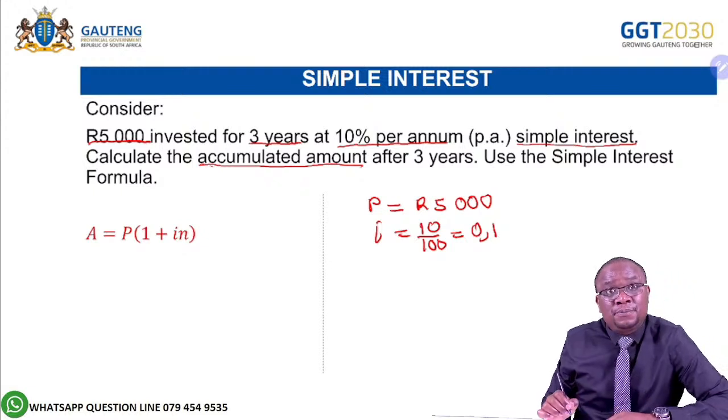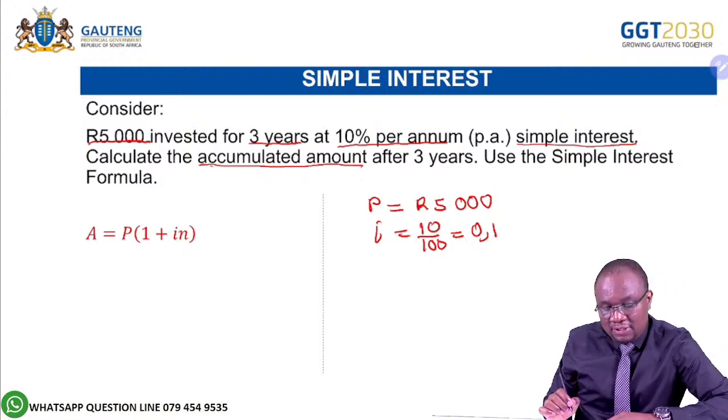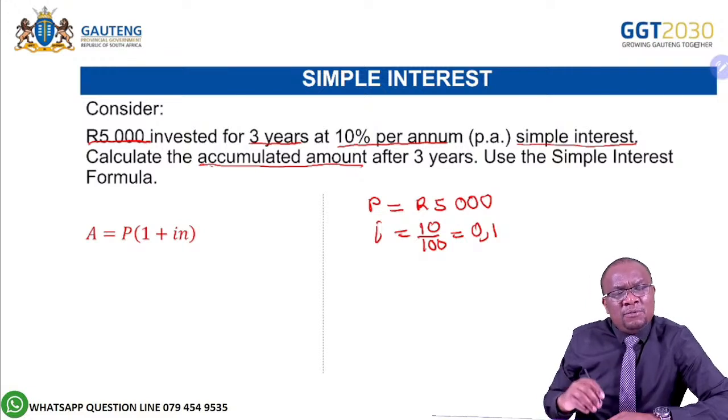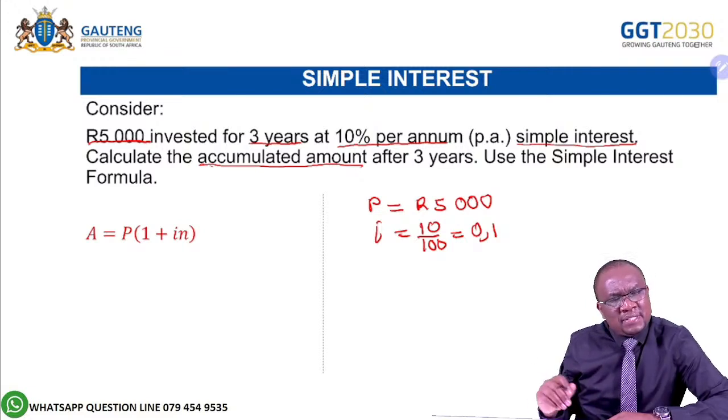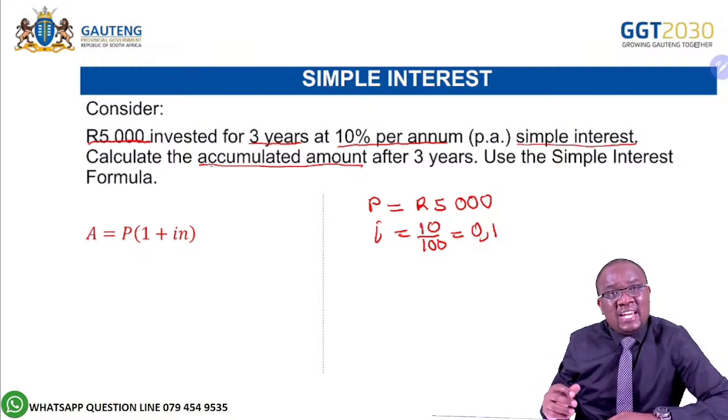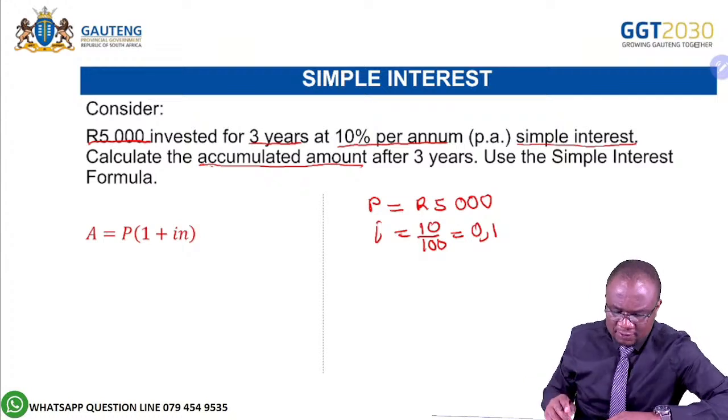Be careful, you can use your calculator there. Some people, especially with things like 9%, say 0.9. If you say 0.9, that is 90%. You have to be very, very careful when you're converting from percentage to fraction, then decimal.